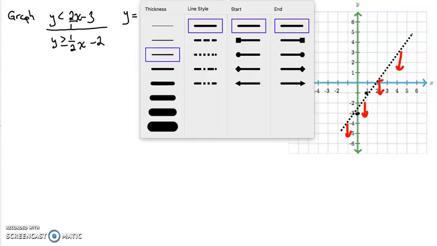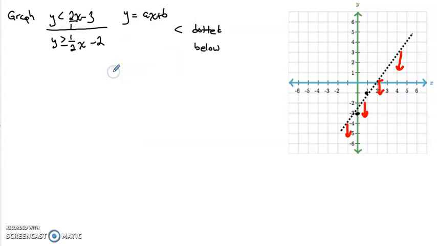Now let's take a look at our second inequality, this inequality here. Y is greater than or equal to 1/2 x minus 2. Our starting point is -2, and then our slope is 1 over 2, so we go up 1 and over 2. Greater than or equal to means that we're using a solid line because it has this equal sign underneath, and greater than means we're shading above the line. So let's get that line in there, and then let's do some shading.